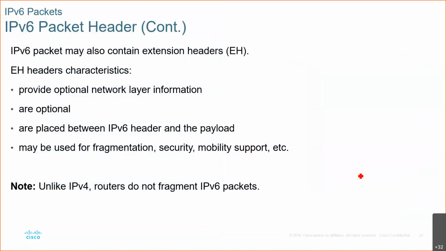Sometimes your IP version 6 packet may have extension headers. These provide optional network layer information. Optional being the key word, not necessary, but if you want, your network can have that information.